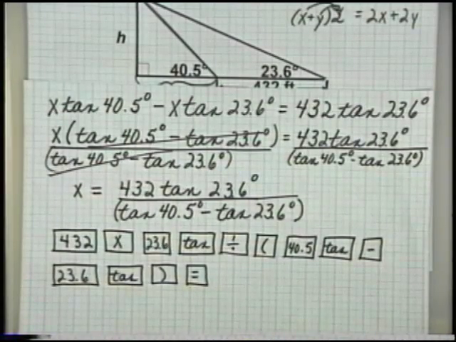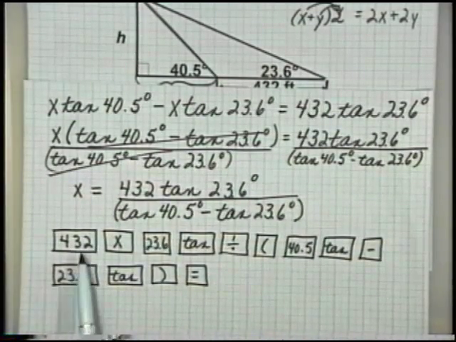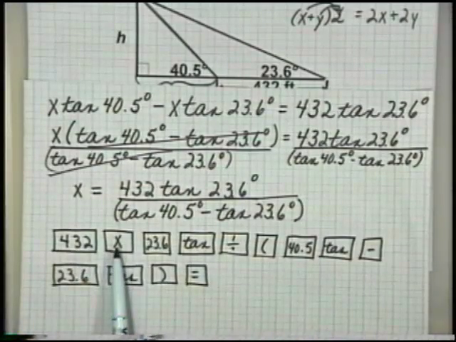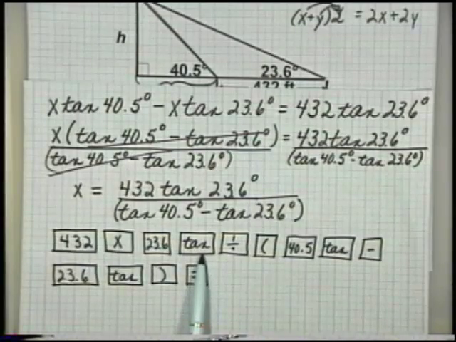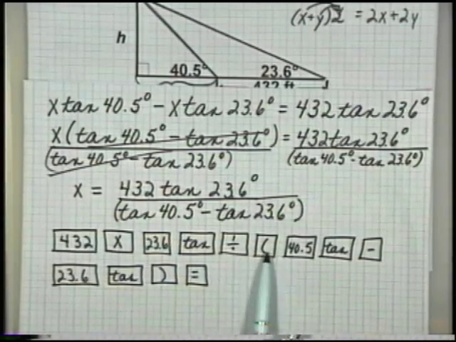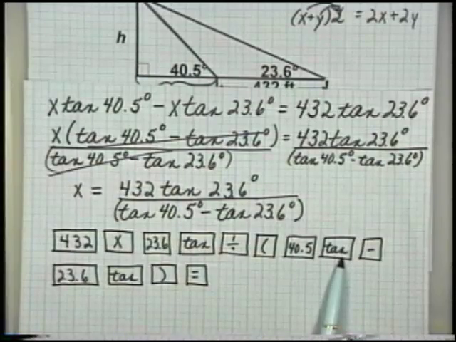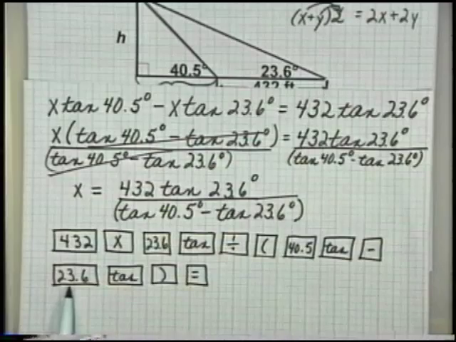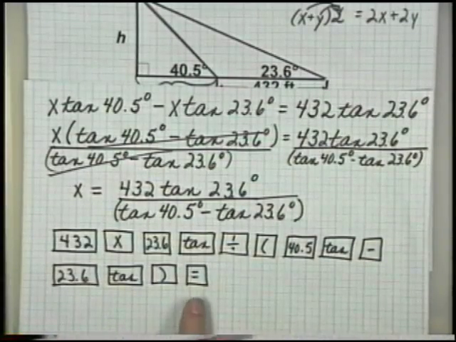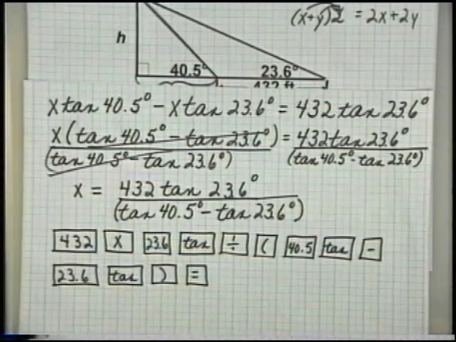And if you're using a graphing calculator, it works pretty much the same. You could just put this and then your times. The difference is, of course, that you'll hit your tangent button, then your 23.6, and then the divide. Use your parentheses, put your tangent, then your 40.5, subtract, hit your tangent, then your 23.6, close parentheses, and of course, instead of your equals, you will use your enter button. So let's see, let's calculate this.